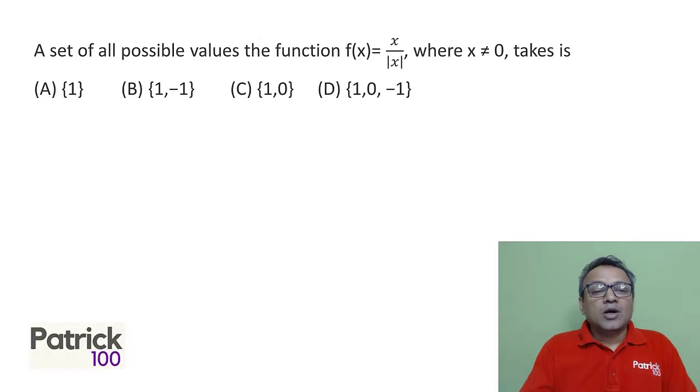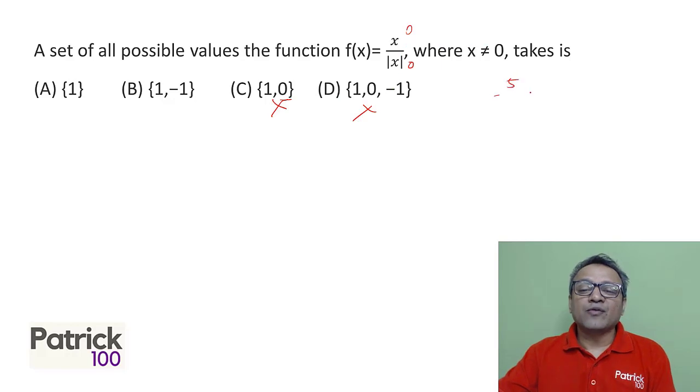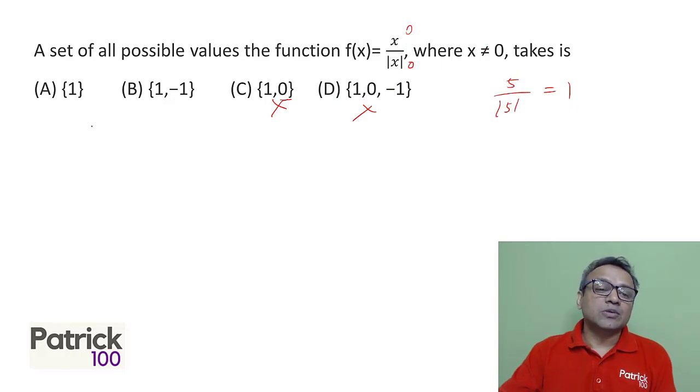Okay. A set of all possible values of the function. So look at the options. You can make out that 0 will not be possible because if I put 0 as x, the denominator is 0, which is not possible. So I can eliminate options C and D. If I put any other value, let's say I put 5, then 5 upon mod 5 gives you 1. So 1 is definitely possible.